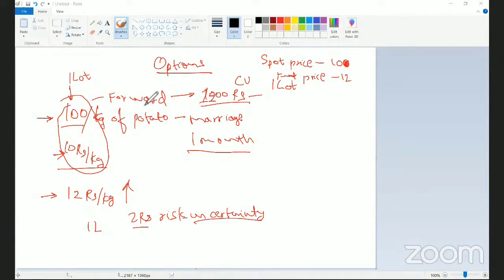What is the difference between futures and forward? A futures contract is traded on an exchange. A forward contract is traded over the counter. Over the counter means what? Between you and me, in a closed arrangement. There is no legal exchange involved in this. Okay, that's the difference between futures and forwards. Is it clear so far, everyone? OTC, over the counter, right? So far so good. Are you in sync?